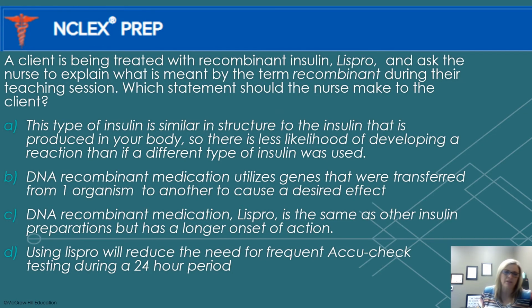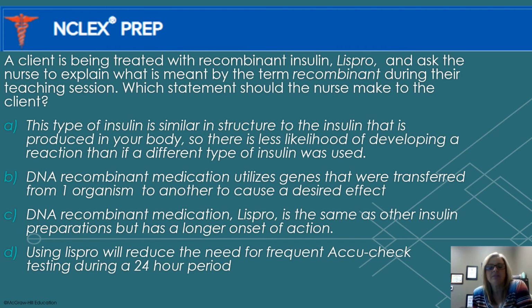All right, time for another practice question or a review, however you want to look at it. So a client is being treated with recombinant insulin, Lispro, and the nurse is asked to explain what is meant by the term recombinant during their teaching session. Yeah, these are really good for you to understand why you need to learn this stuff, okay? Because you got to be able to explain it to patients in a way that they understand what's going on. Which statement should the nurse make to the client?